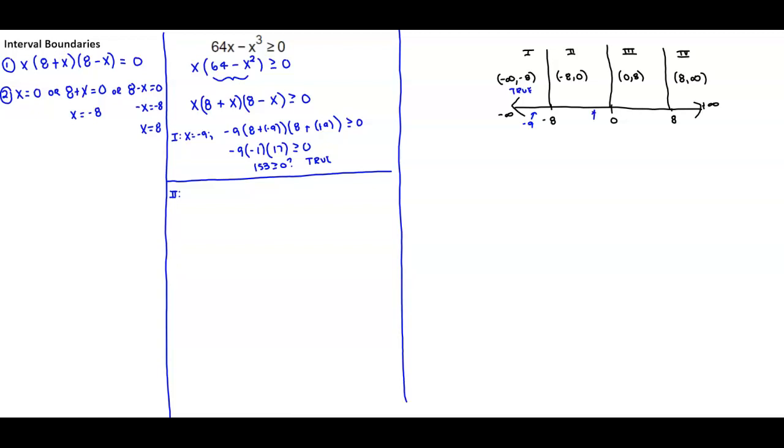In the second interval, we can pick negative 1. So x is going to equal negative 1. And then we're going to plug it in. So we have negative 1 times (8 plus a negative 1) times (8 minus a negative 1). So we have negative 1 times, well, 8 plus a negative 1, which is 7. And then 8 plus 1, which is 9. So this is negative 1 times 7 times 9, which is negative 63. And is negative 63 greater than or equal to 0? Well, the answer is false. So therefore, it's false for region 2.